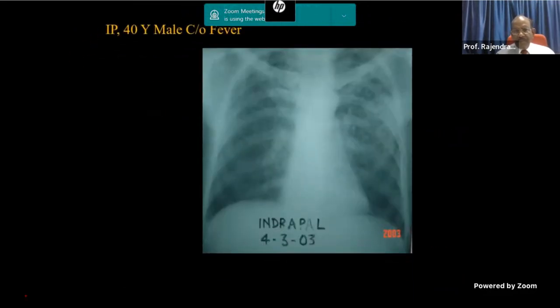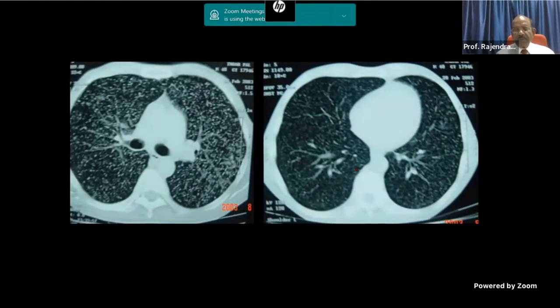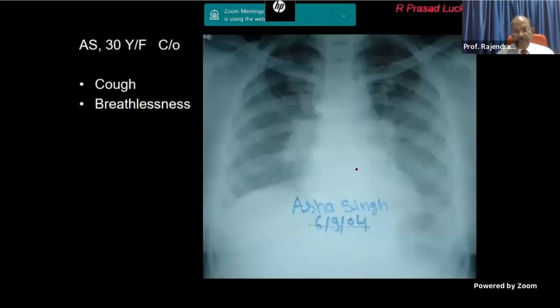This is an example of a 40-year-old male who has multiple small shadows distributed bilaterally, and on CT you also see these shadows. When he was treated, he became well. Three months after treatment, most of the shadows had disappeared. Not always does miliary shadow mean miliary tuberculosis.